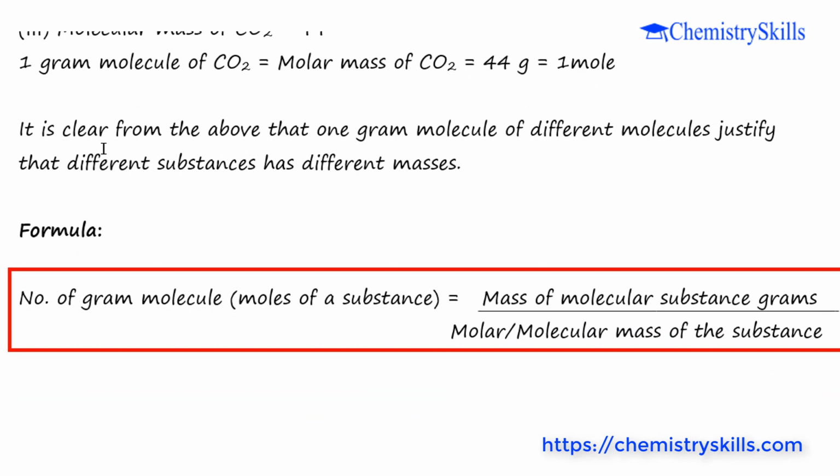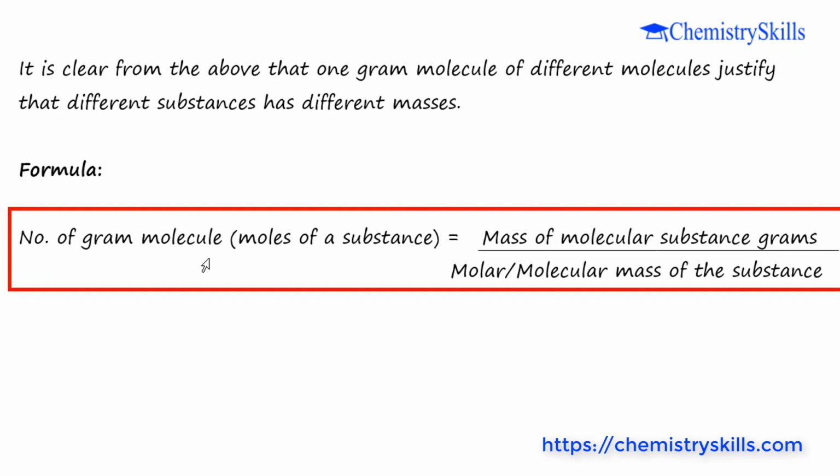Okay, now let's move ahead to its formula. It is clear from the above that 1 gram molecule of different molecules shows that different substances have different masses. Okay, now let's discuss its formula. What is the formula actually? The number of gram molecules, which is actually moles of a molecular substance, is the mass of the molecular substance in grams divided by the molar or molecular mass of the substance. Understand?